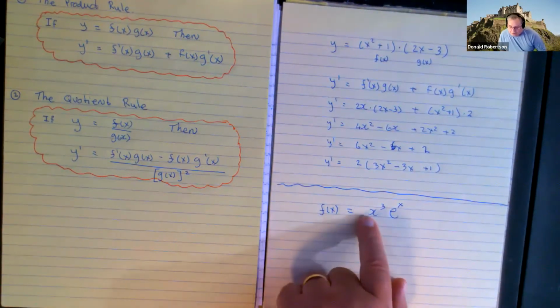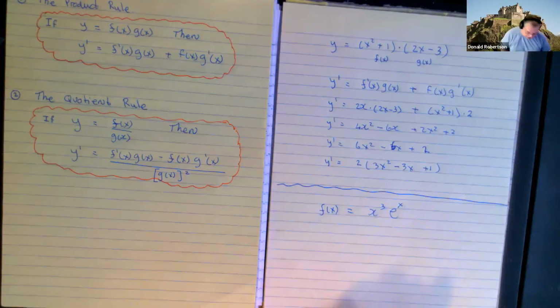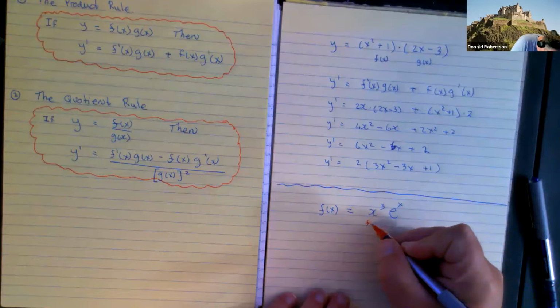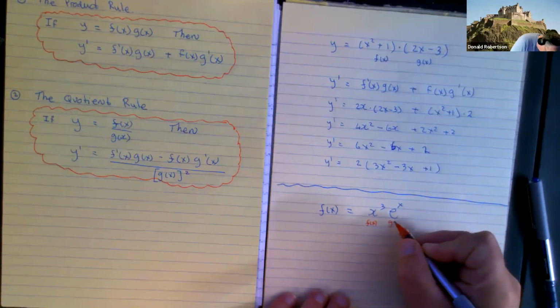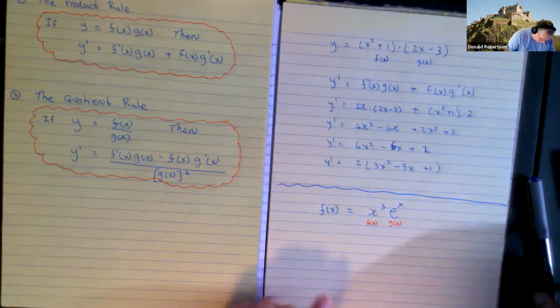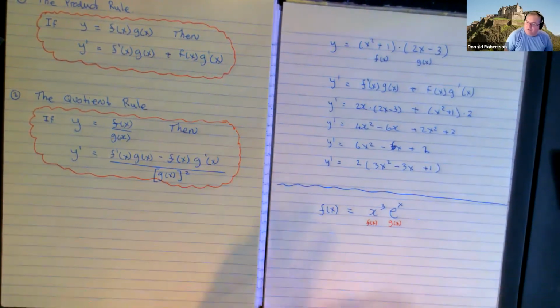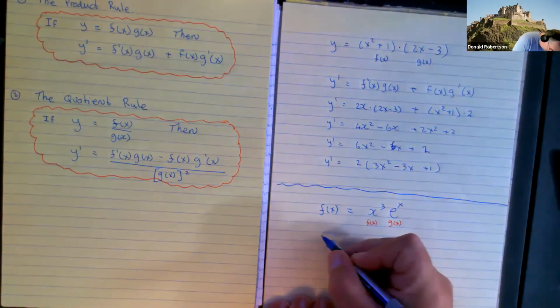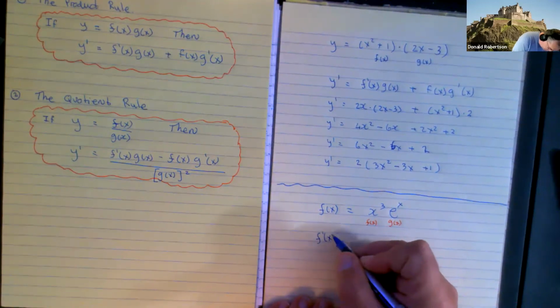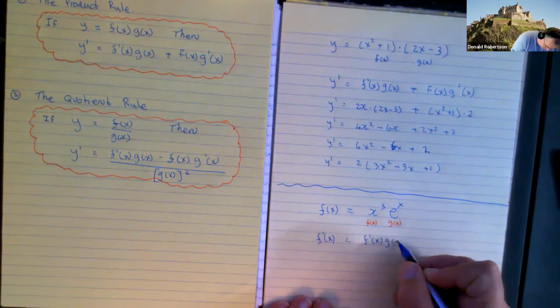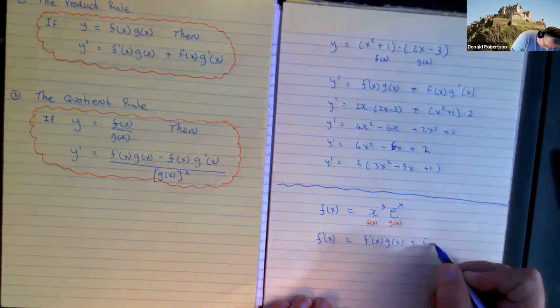f of x is equal to x cubed e to the x. We will still call this guy f of x, and we will still call this guy g of x. We will just have to think of this f as not the same as that f. I don't think that's a biggie. So the derivative of the function is f dashed g plus f g dashed.